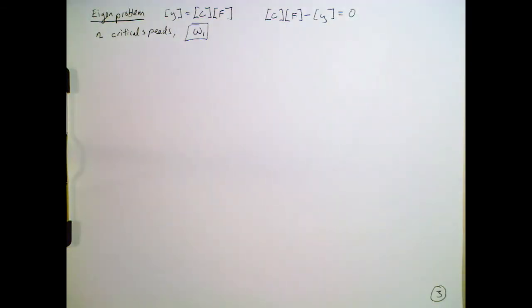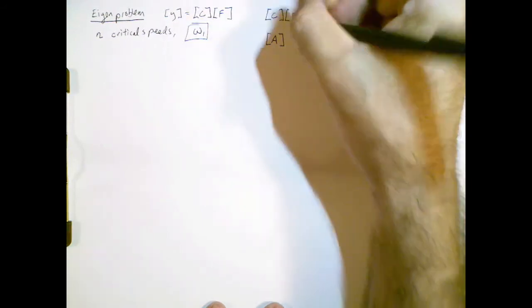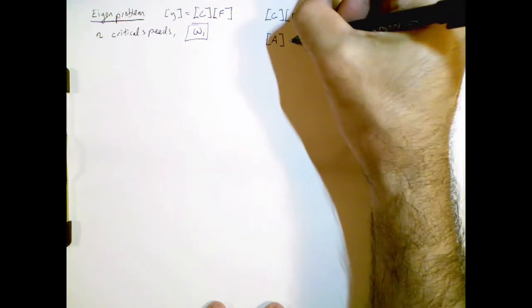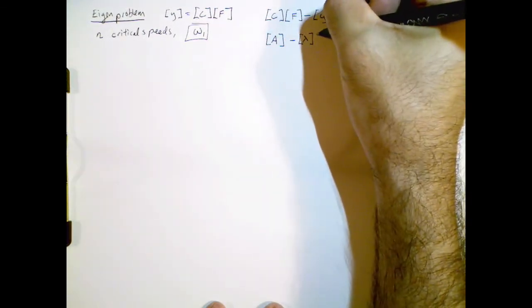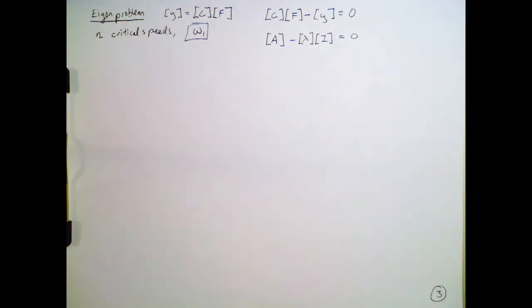Set that equal to 0. And it's possible to define a matrix such that this system of equations is equivalent to a system that looks like this. So there's this matrix that we need to define, A minus a vector, lambda, times the identity matrix, and that's equal to 0.